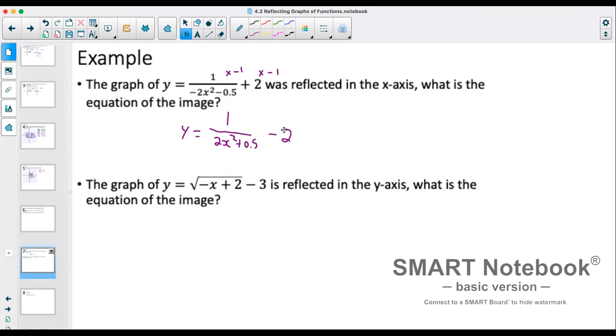This one reflected in the y-axis, so that means we replace our x with -x. So we've got y equals the square root of negative x plus 2 minus 3. So we'd have y equals the square root of x plus 2 minus 3.